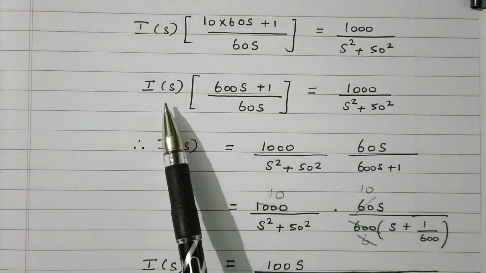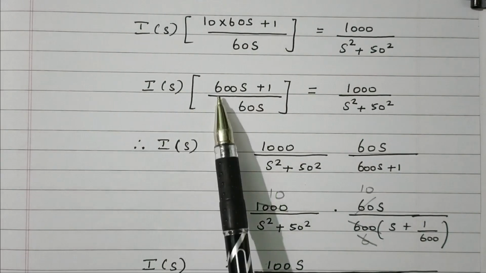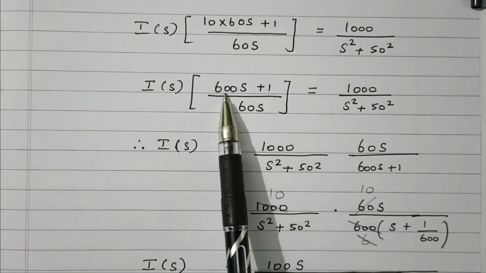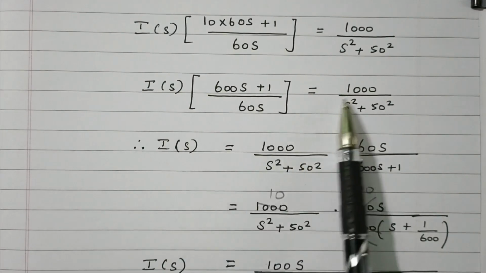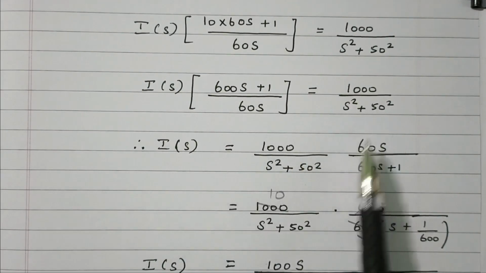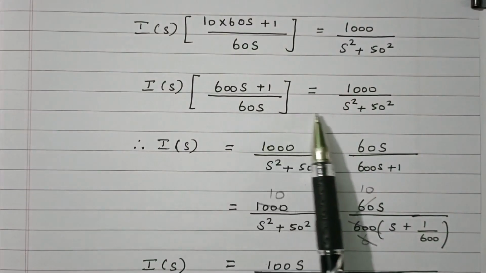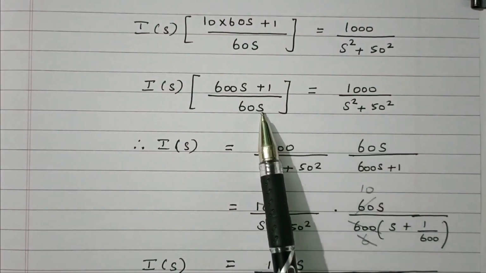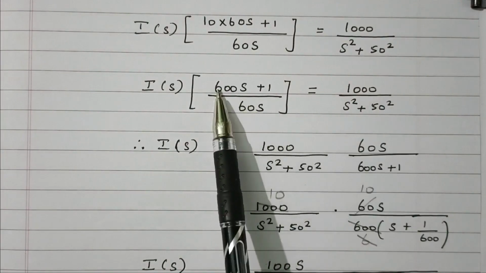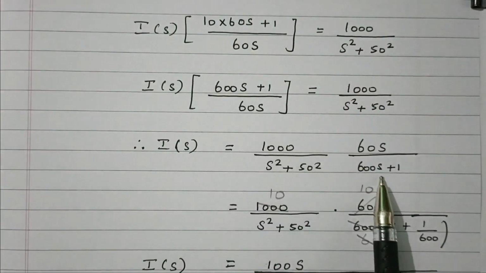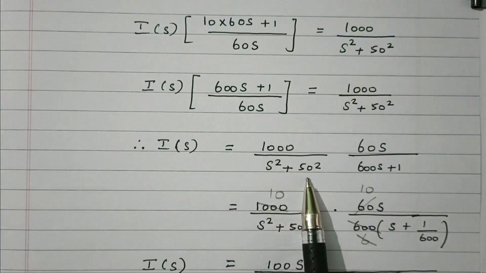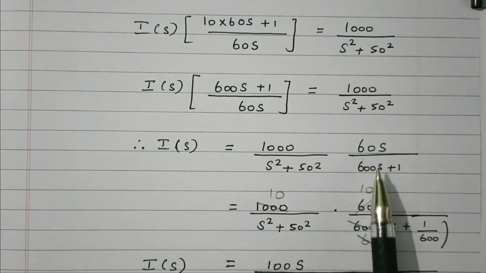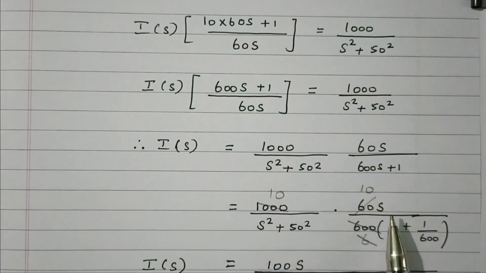So this is nothing but I of s into (10 into 60, which is 600s, plus 1) divided by 60s, equal to 1000 divided by s square plus 50 square. Now we'll bring this term to that side. So this 60s will go in the numerator, and 600s plus 1 will go to the denominator. So I of s equals 1000 divided by s square plus 50 square, into 60s divided by 600s plus 1.